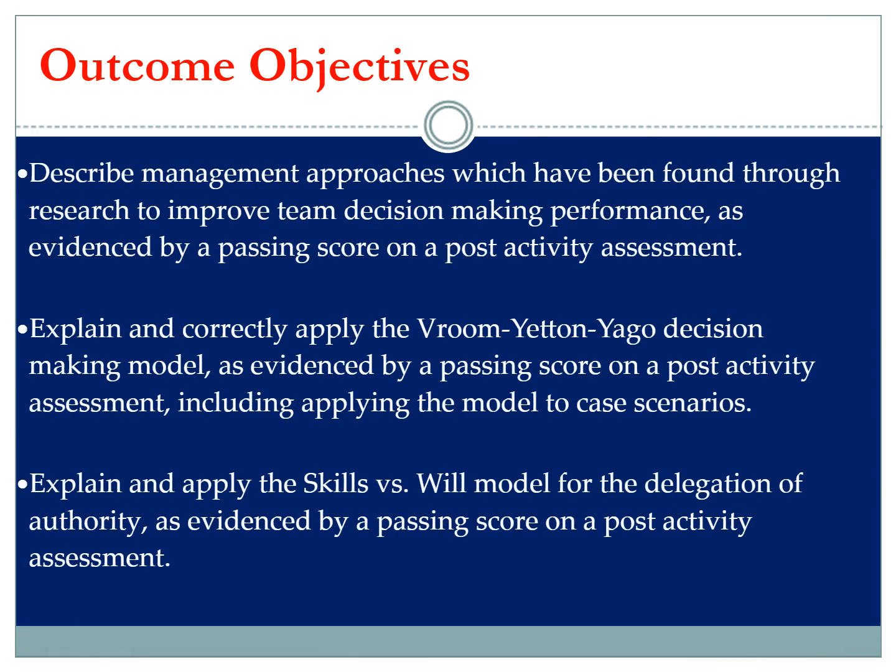Other learning objectives include: describe management approaches which have been found through research to improve team decision-making performance, as evidenced by a passing score on a post-activity assessment. Explain and correctly apply the Vroom-Yetton-Yago decision-making model, as evidenced by a passing score on a post-activity assessment, including applying the model to case scenarios.